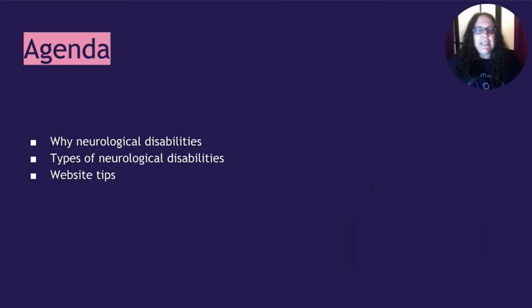So for today's agenda, we're going to talk about why neurological disabilities, why this talk, what they are, and why this talk is important to me. We will also talk about some types of neurological disabilities, and then we'll get into some website tips that you can take home and practice for yourself and start putting to use on websites.